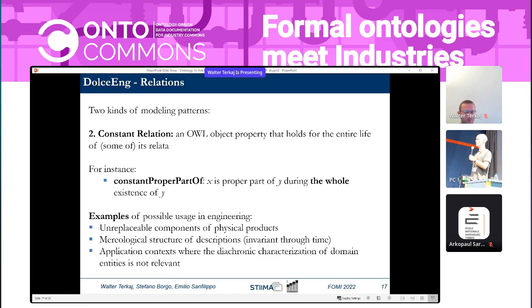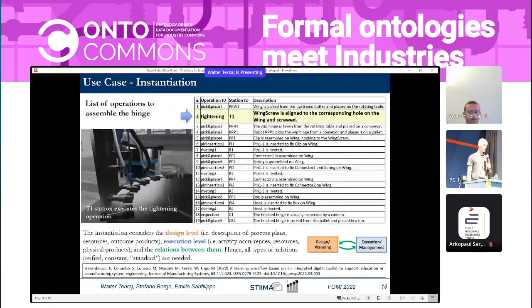How could this be used in engineering? Well, if you have unreplaceable components, you can say that these components are essential for the object. The object cannot lose these parts. In our case, we assume that the methodological structure of description is invariant through time, so a description cannot change with respect to parts. And then there are application contexts where you do not take a diachronic perspective, so you simply abstract from time and skip time restrictions. Okay, please move to the next slide.